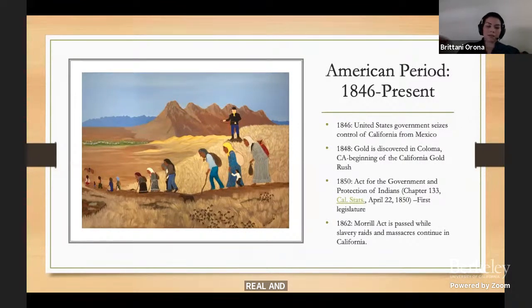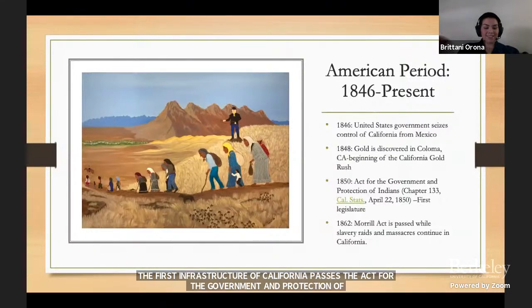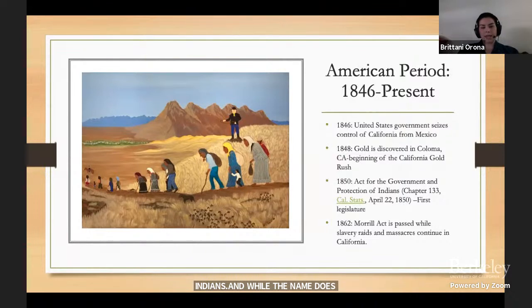So in 1850, as California is now a state and a part of the wider United States, the first legislature of California passes the Act for the Government and Protection of Indians. And while the name doesn't sound too bad, it is actually an act that facilitates removing California Indians from their traditional lands, separating at least a generation of children and adults from their families, languages, and cultures.